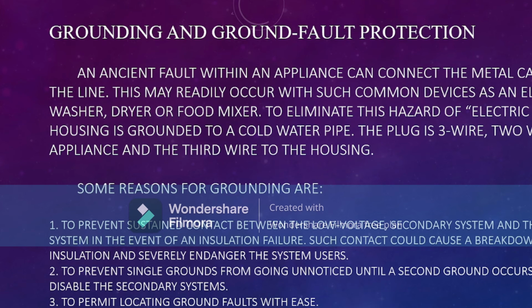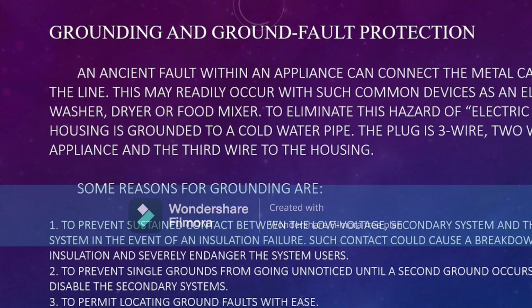Some reasons for grounding are: number 1, to prevent sustained contact between the low voltage secondary system and the high voltage primary system in the event of an insulation failure. Such contact could cause a breakdown of the secondary system insulation and severely endanger the system users. Number 2, to prevent single grounds from going unnoticed until a second ground occurs, which will extensively disable the secondary system. Number 3, to permit locating ground faults with ease.